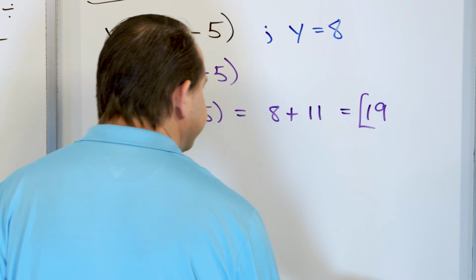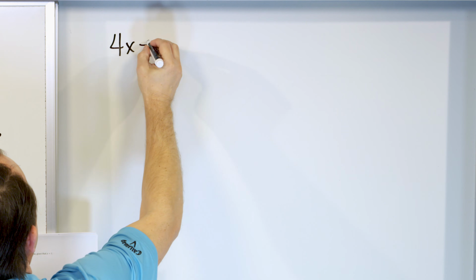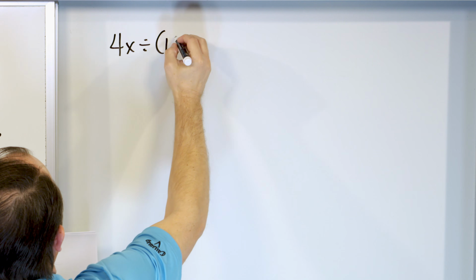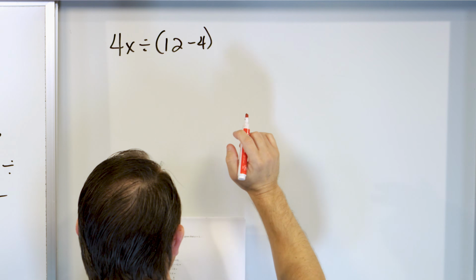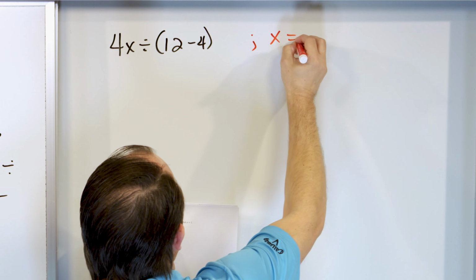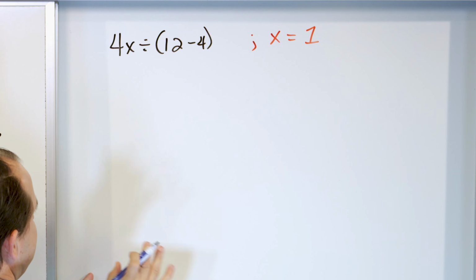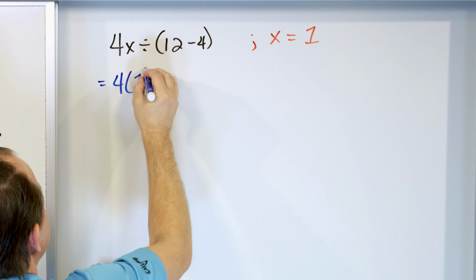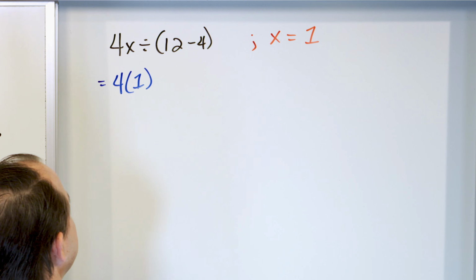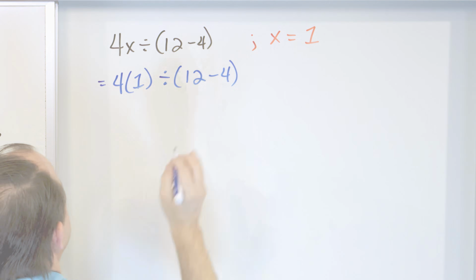All right. Only 3 more. What about 4 times x divided by 12 minus 4? And I'm going to give you that the value of x is equal to positive 1. So you stick the value of 1 everywhere you see an x. So here we have 4, this is going to be times 1. You could put a dot in between. I'm going to wrap it in parentheses, do it whichever way you prefer, divided by 12 minus 4.